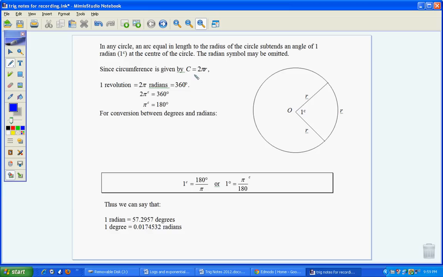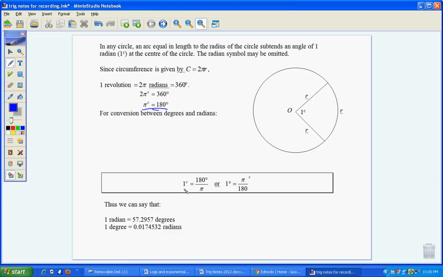Because we can start working on the idea that the circumference is 2 pi r, so if our radius is 1, then the circumference would be 2 pi. Then the angle would be 2 pi. So 2 pi radians is equal to 360 degrees. So 2 pi is 360 and pi radians is equal to 180. And there's our relationship between radians and degrees. Pi is equal to 180.